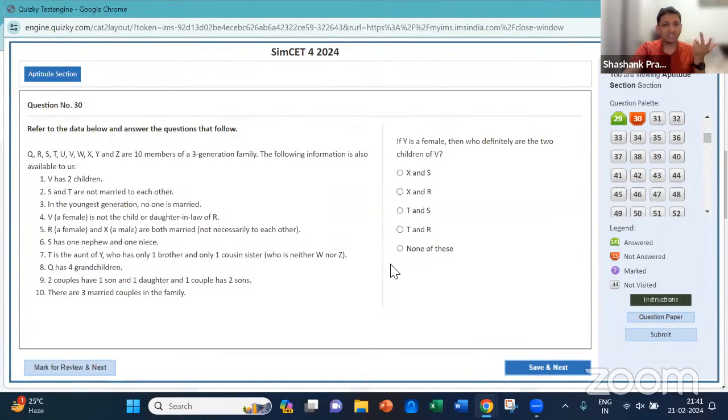Okay. One couple has two sons, right? So two son वाला वो होना चाहिए. RS and XT. So X is a male. So X has to be a kid. And R and S. R is a female. So X and S होना चाहिए.